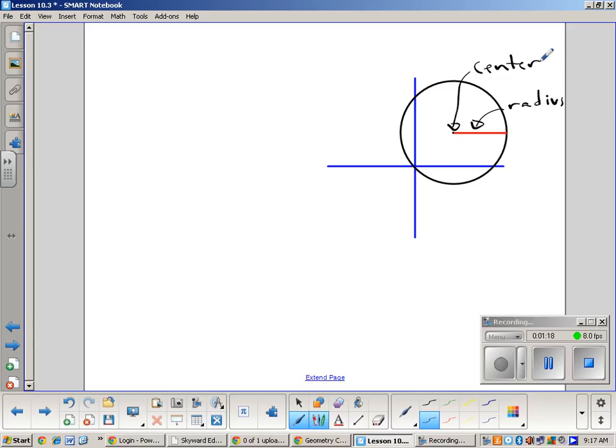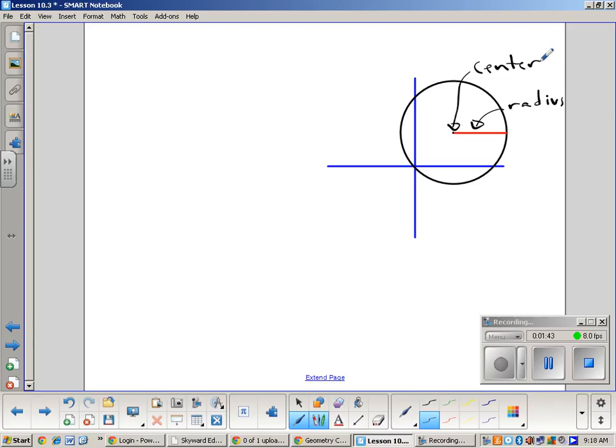And so the radius represents what in the circle? How far away from the center is the outside? It represents the distance from the center to the edge of the circle, right? Or to the circle. So that's what the radius and the center are.